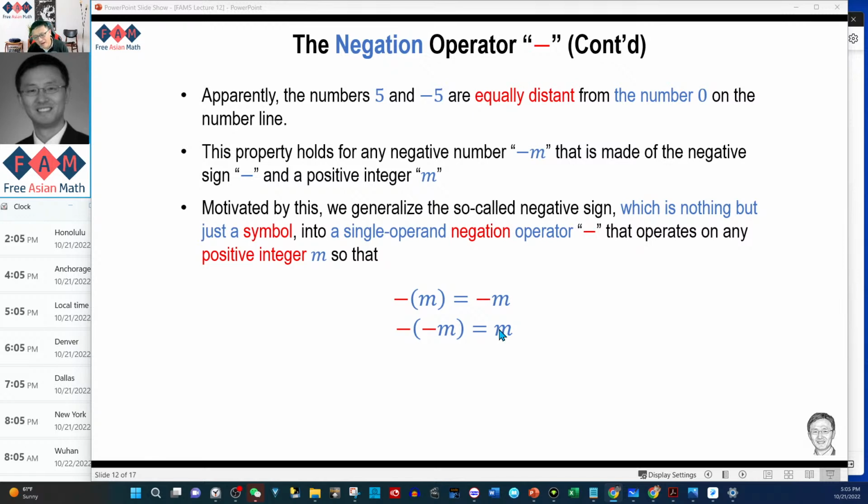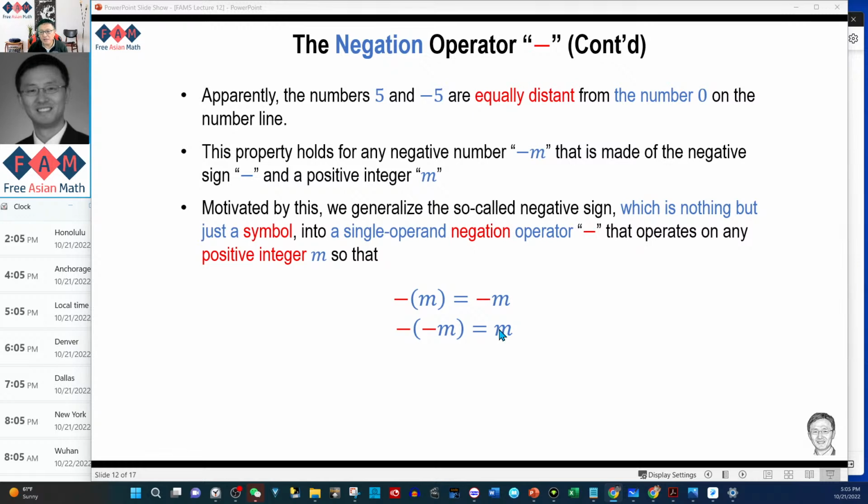So now we define the negation of the negative m is just m. Remember, this is not magic. This is just a definition. In other words, if you have a number on the right-hand side of 0, its negation is the corresponding mirror image on the left-hand side of 0.